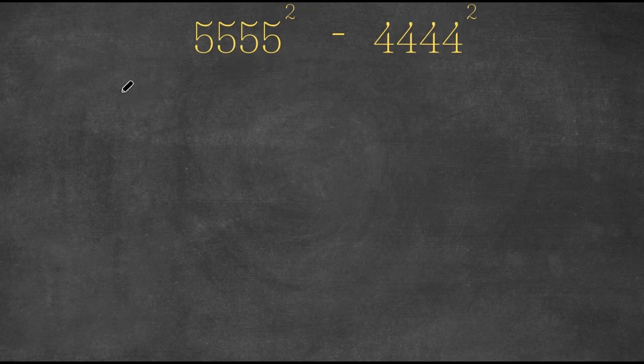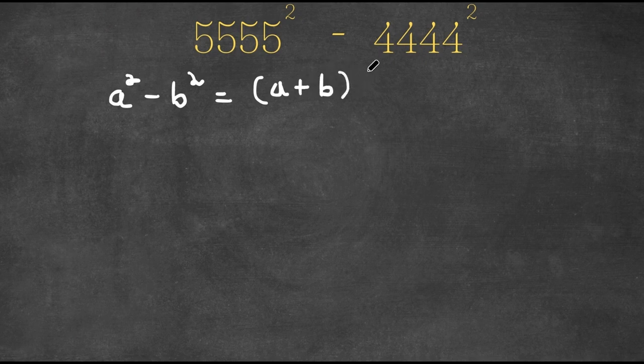And if we have something in the form a squared minus b squared, this can actually be written as a plus b times a minus b. So in this case, 5,555 would be A and 4,444 would be B. So now all we have to do is simply plug these values in for A and B.